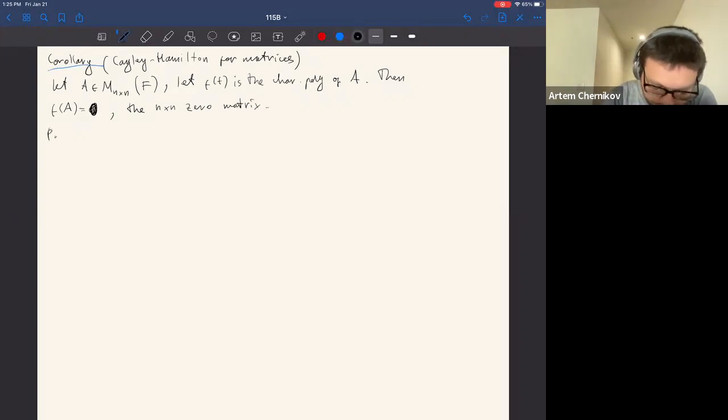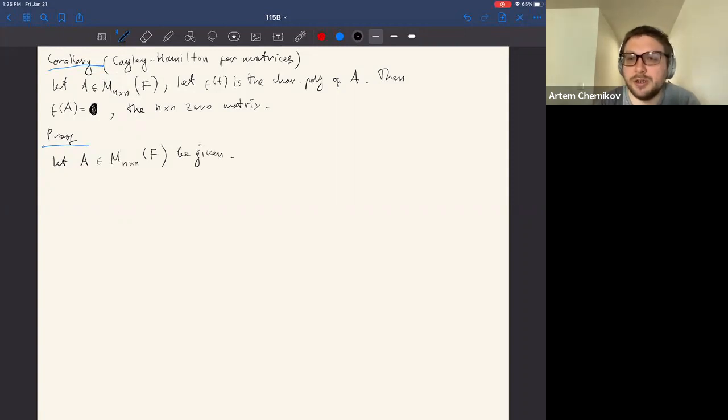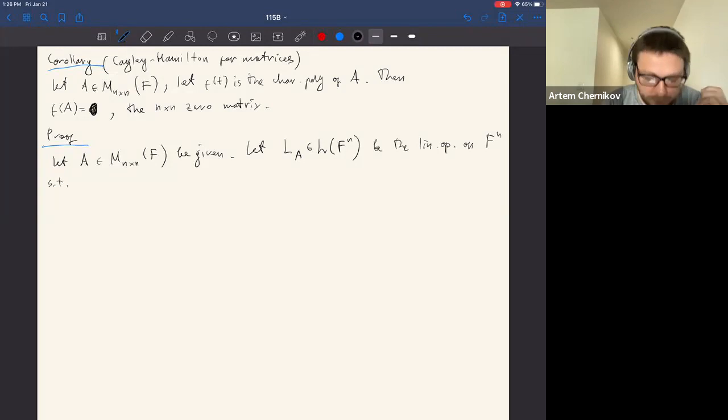Proof. Here the idea is just to reduce it to what we already proved for linear operators, using the correspondence between matrices and operators. So let A be a given n by n matrix over F. Remember, when we're given a matrix, we can always find the linear operator corresponding to it, the L_A. This is a linear operator on the vector space F to the n. So let L_A be the linear operator on the space F^n which, as we know, satisfies that the matrix representing L_A is exactly A, where beta is the standard basis.